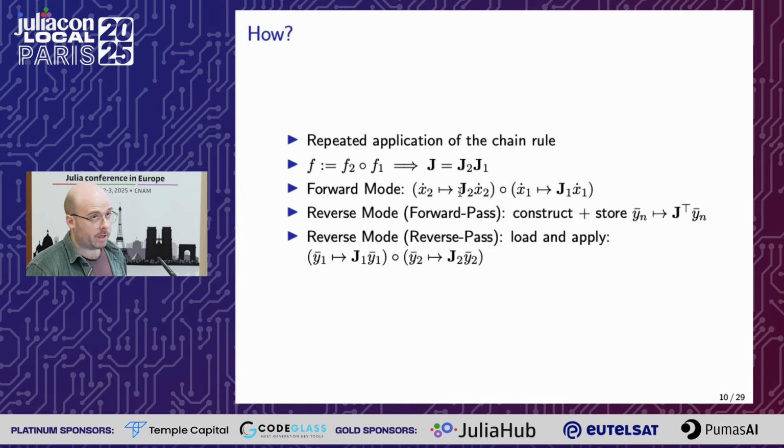And reverse mode is slightly more complicated. It splits into two phases. On the forwards pass of reverse mode, you construct and store these operators. That's kind of morally what's going on. And then on the reverse pass, you apply them in the reverse order. And the crucial thing here is that you have to store these operators on the forward pass, and then have them available on the reverse pass. And this is where the increased memory footprint of reverse mode comes from.